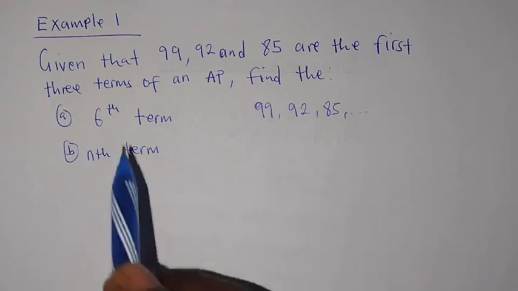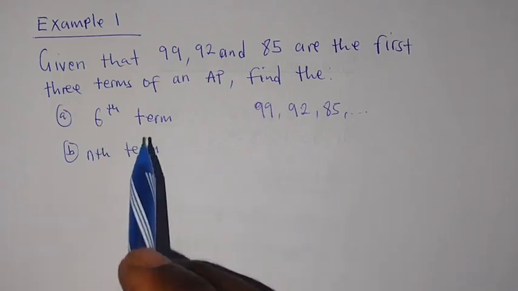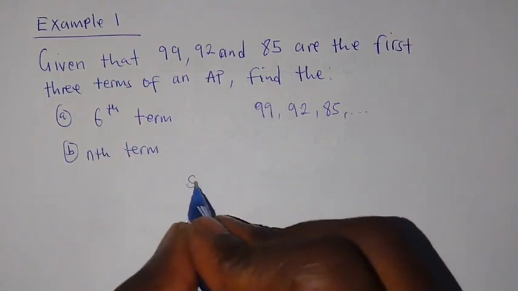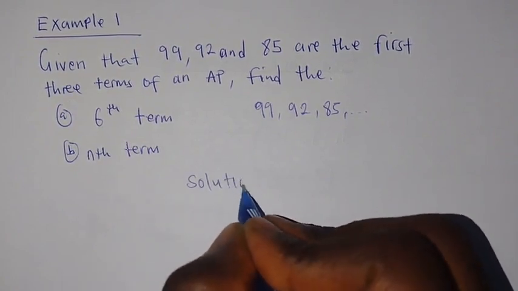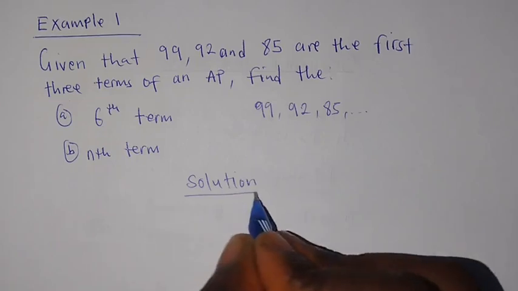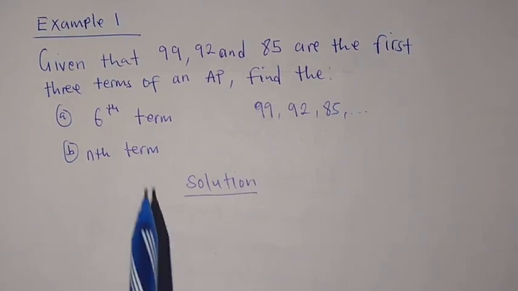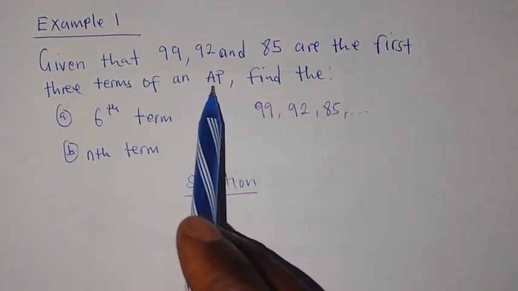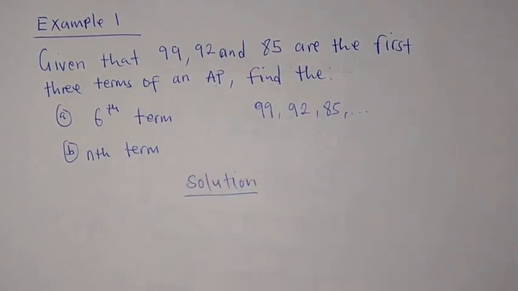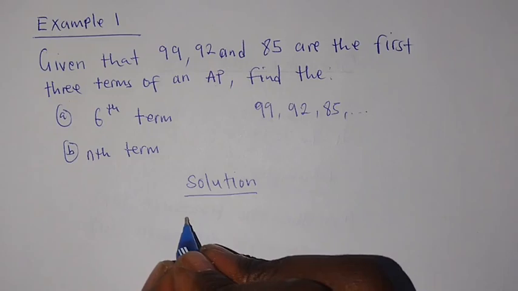So how do you find the sixth term? In order to find the sixth term, remember, we are going to use the general formula of an AP. This is an AP because they have said this is an arithmetic progression. So, how do we find the sixth term?